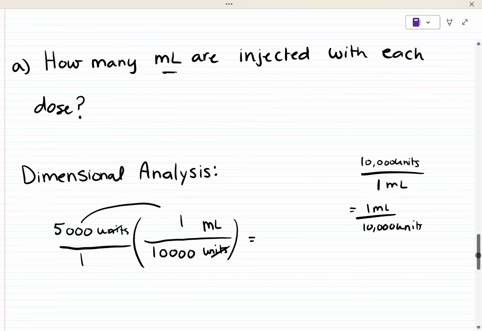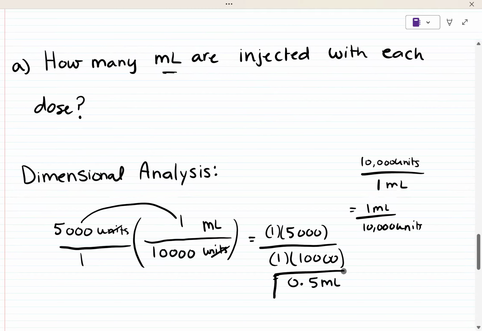So just multiply across. 1 times 5,000 on the top, and on the bottom it's 1 times 10,000. And when you put it all together, you're going to get 0.5 milliliters. Okay, there's your answer.